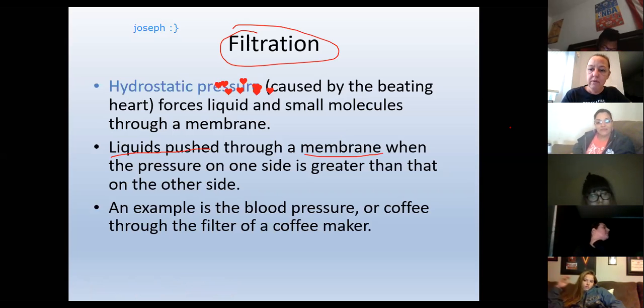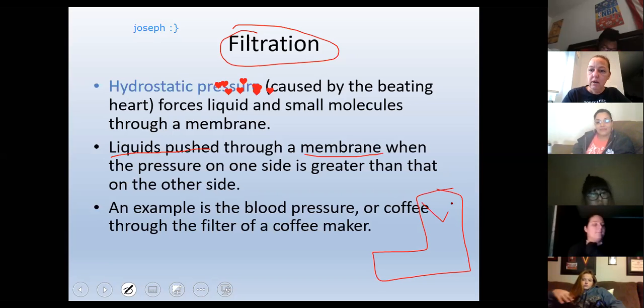So here I have my coffee maker. Here I have my filter. Here I have my coffee grounds. And the water is pouring into the filter.